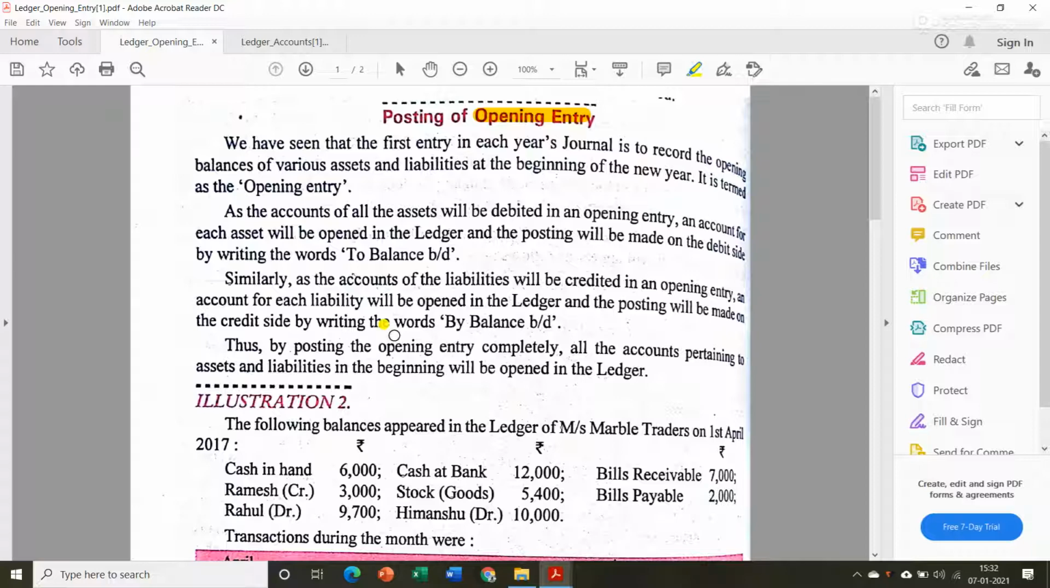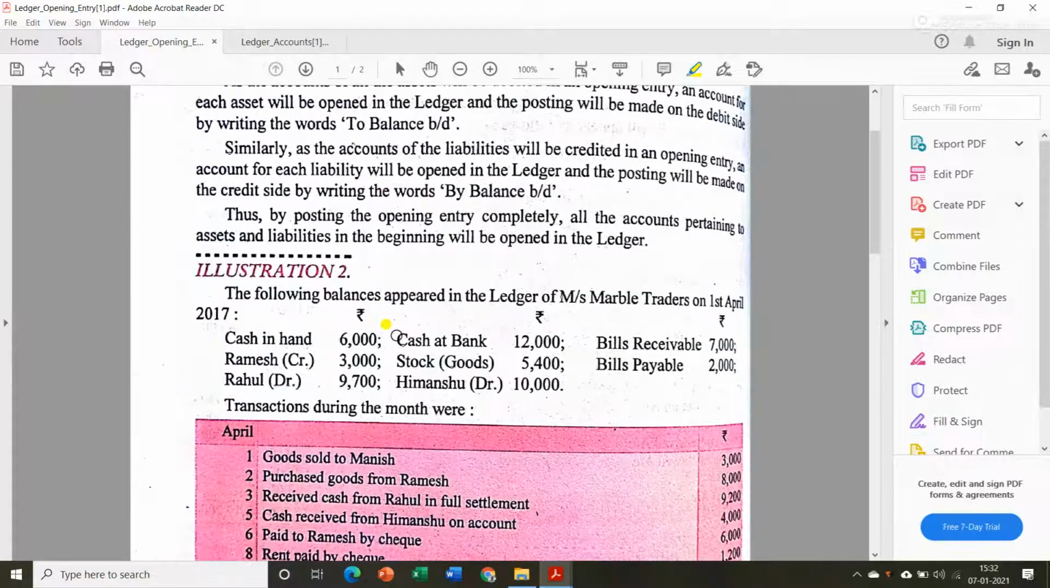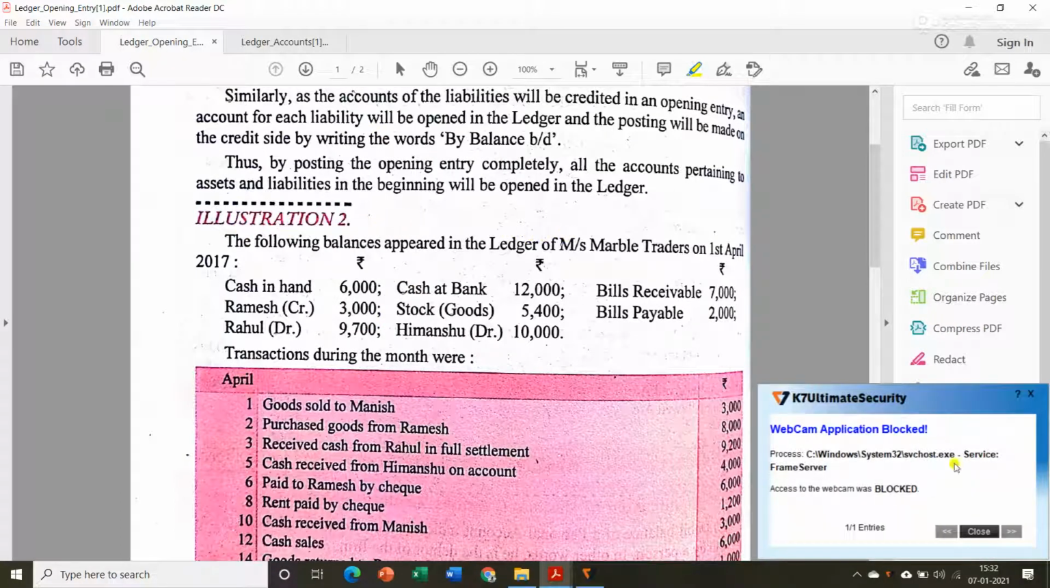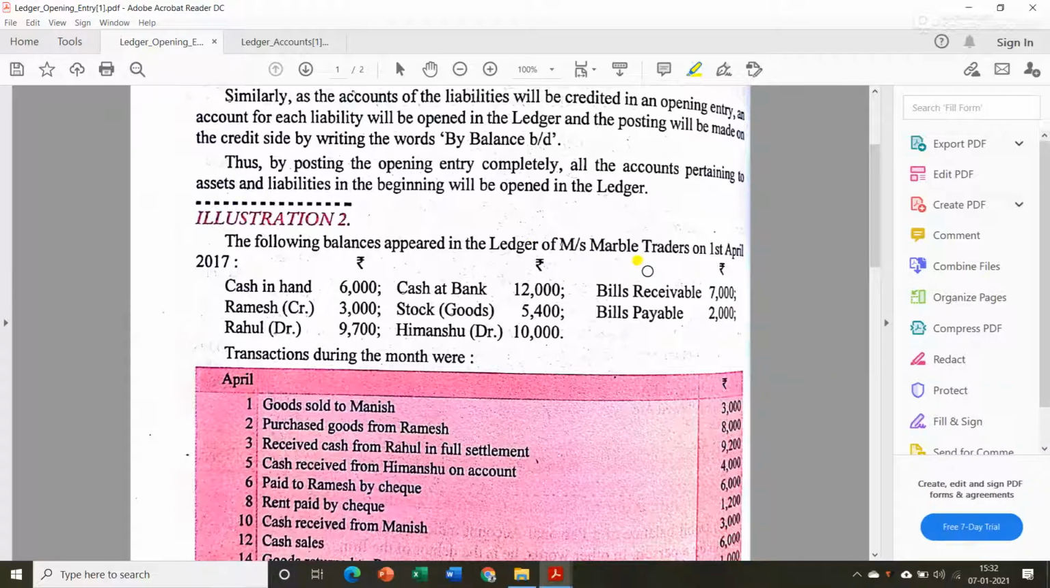Now in ledger also we have to see how those ledger accounts will get affected by those opening entry. For this I have taken illustration number 2. Okay, now let us see. In question number 2 they have given some balances that are appearing in the ledger of M/s Marble Traders on 1st April.